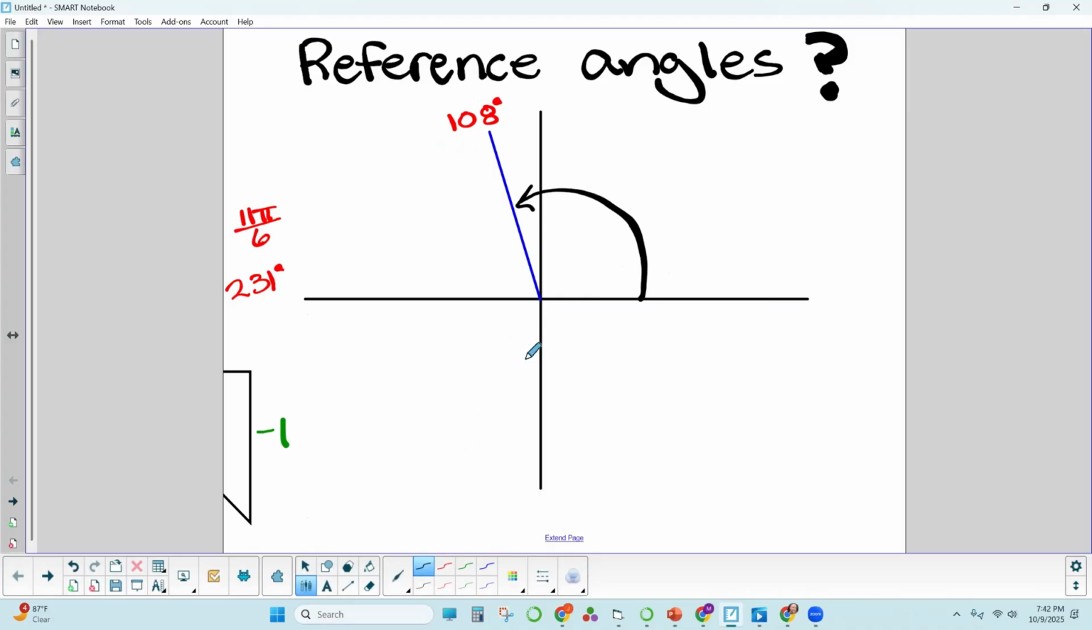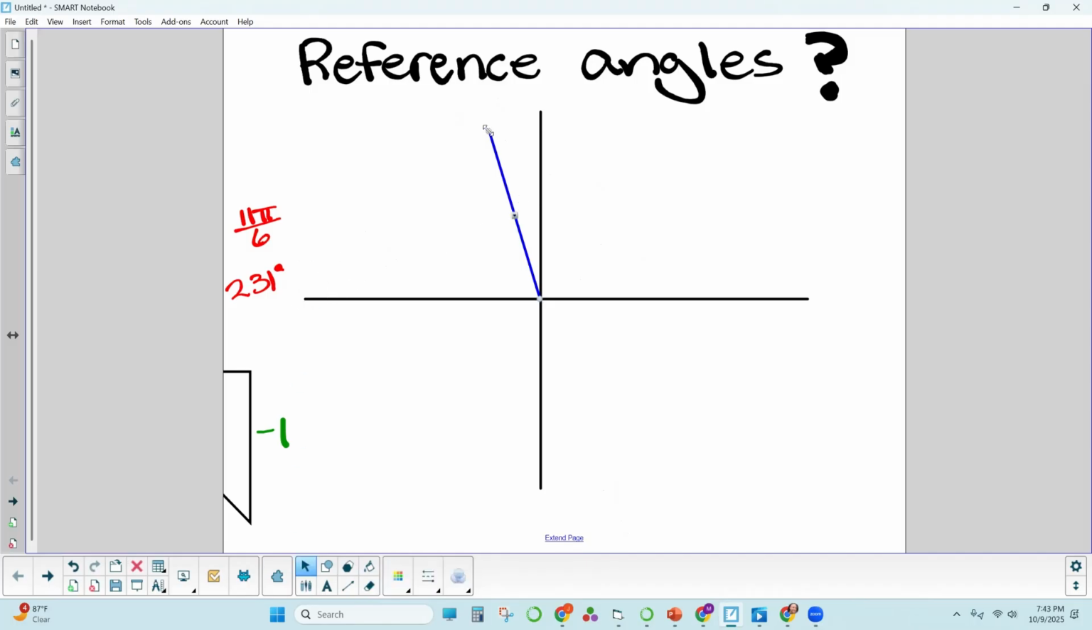Now, of course, the reference angle is this acute angle right here, between the terminal ray and the x-axis. So to calculate the value of this reference angle, since I'm talking degrees, I know that pi radians, also 180 degrees, is right here on the x-axis. So the difference between the two is going to make up my reference angle. In this case, it's going to be 72 degrees. Okay? Pretty simple. Let's do another one.